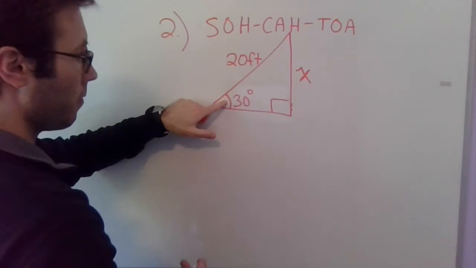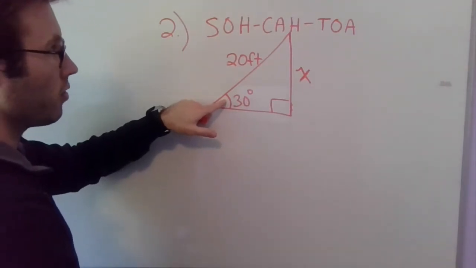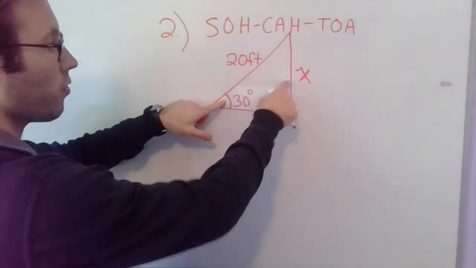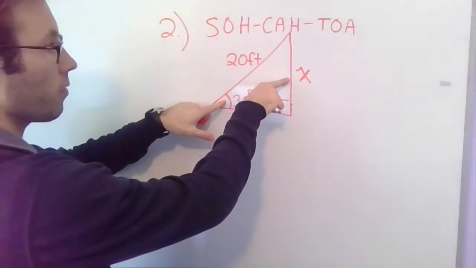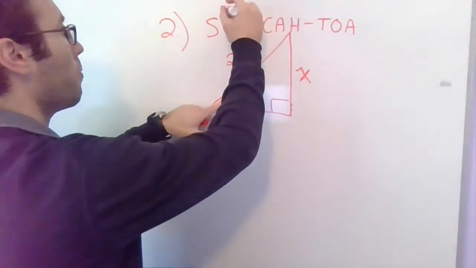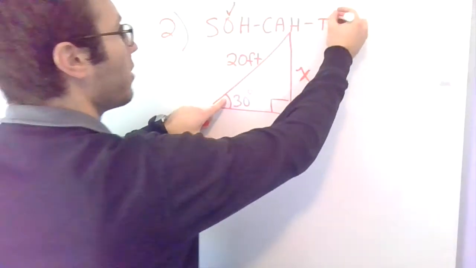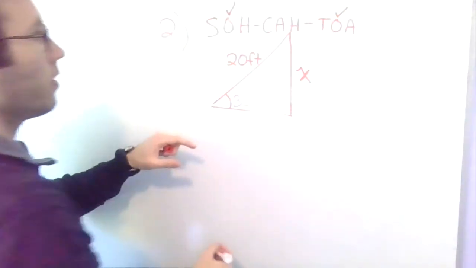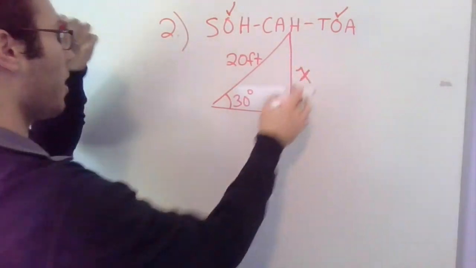So I'm looking at my angle that I'm in reference to. Well, this is the side across from it, it's opposite that angle. So this is the opposite side. I put a check mark next to every O. I see an O there and an O there. So I'm either using sine or tangent. I'm not sure quite yet.